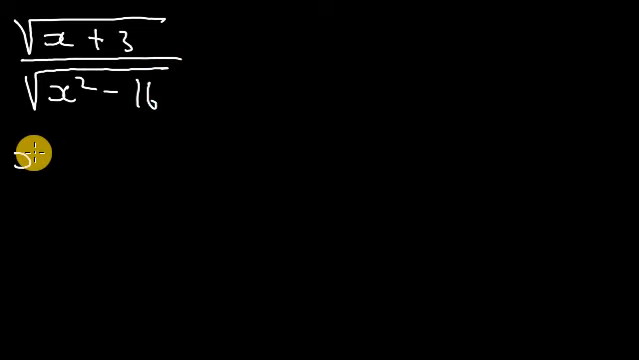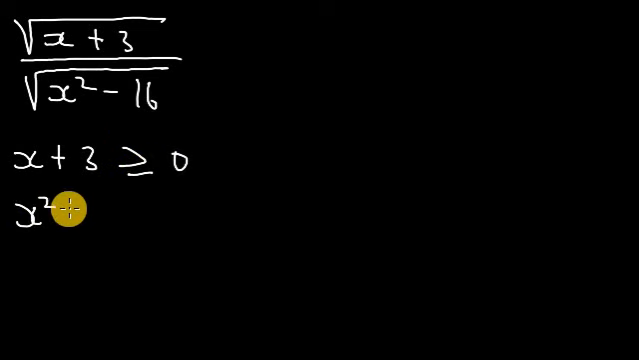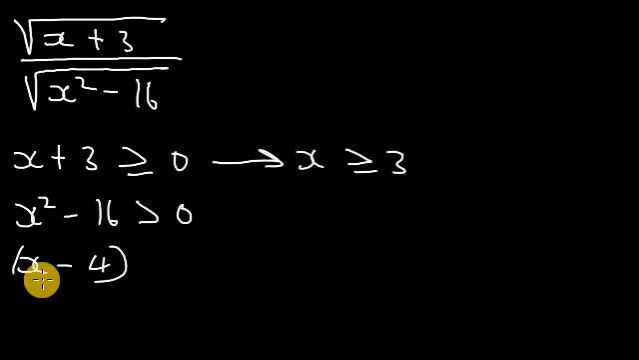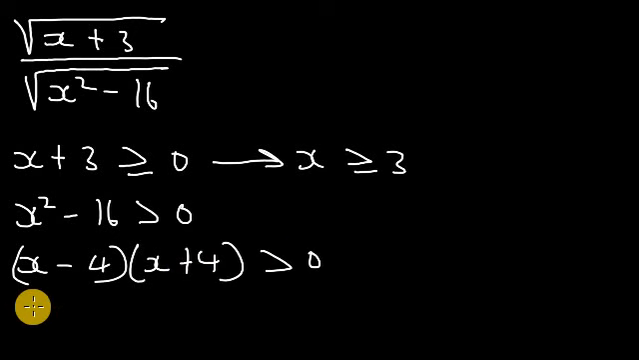So for the numerator, x plus 3 must be greater than or equal to 0, while for the denominator, x squared minus 16 must not be equal to 0, but always greater than 0. It will not be a negative value as well. So for the first one, the value of x is going to be greater than or equal to negative 3. While for the second one, I would like to factorize first. So I have x minus 4, that's difference of two squares, and x plus 4 to be greater than 0. Then I have x to be greater than 4, and x is greater than negative 4.